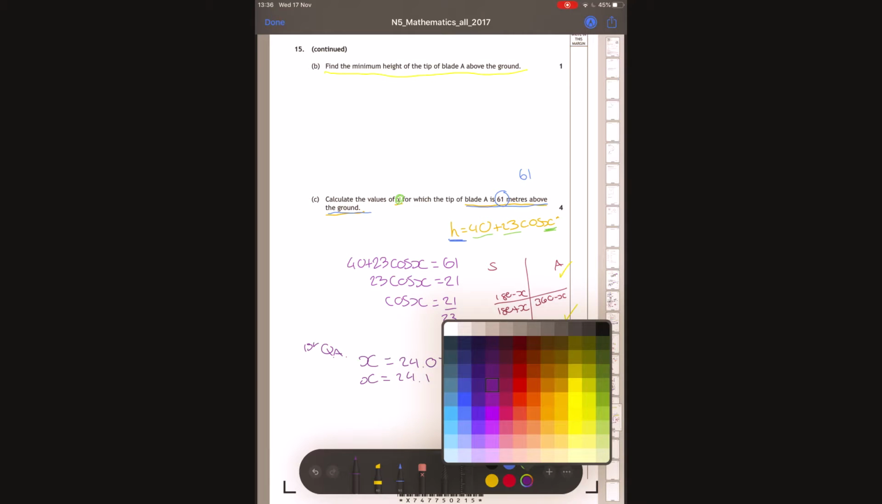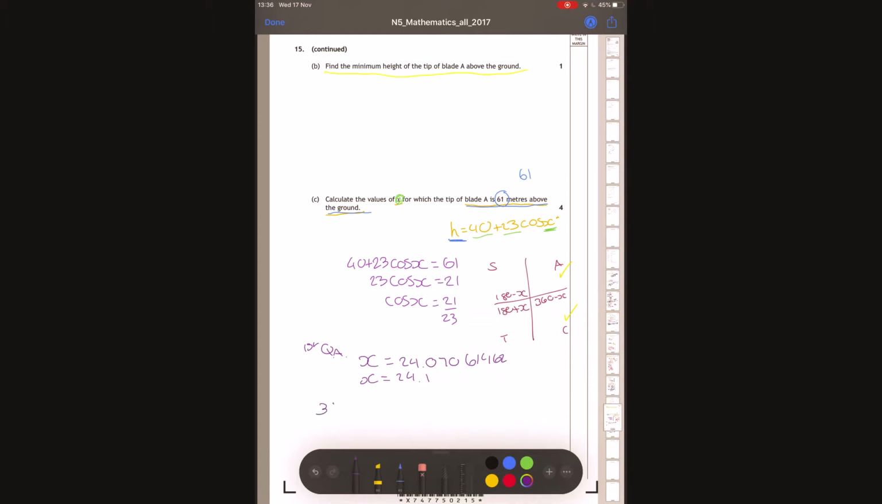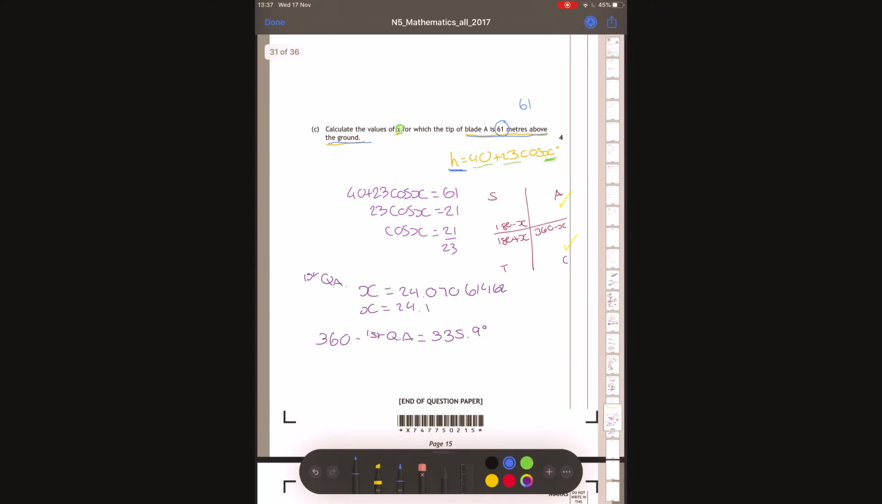And then the second one is going to be 360 minus the first QA. So 360 minus that answer gives us 335.9 degrees. So those are our answers. So in summary, I would write x is equal to 24.1 degrees and 335.9 degrees.